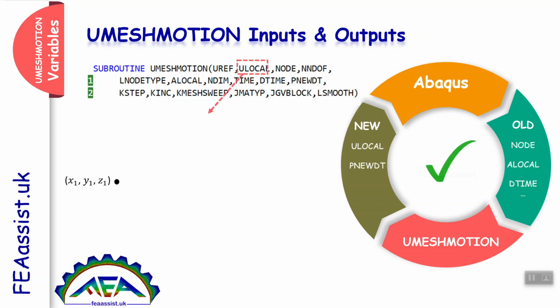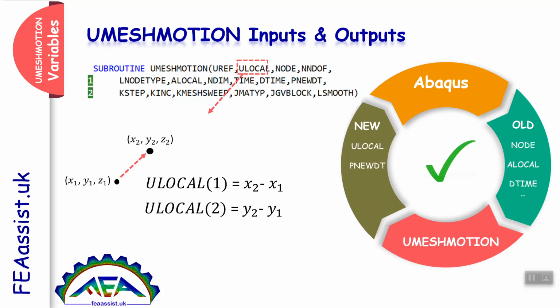Consider you have a point x1, y1, z1. This point is going to be transferred to point 2. So ULOCAL(1) is the displacement or velocity in the x direction, ULOCAL(2) in the 2 direction, the y direction, and ULOCAL(3) in the 3 direction, or z direction. These variables need to be well explained to understand UMeshMotion, which is one of the complex subroutines in Abaqus.